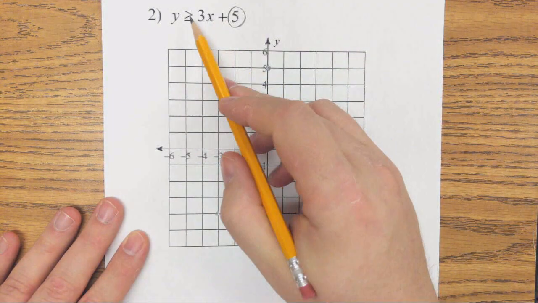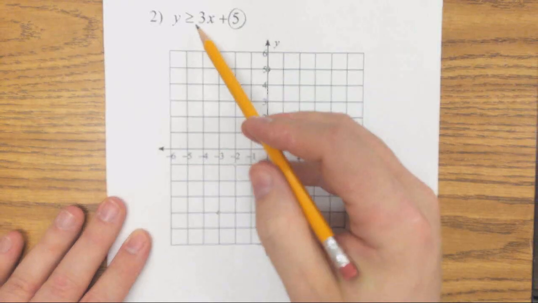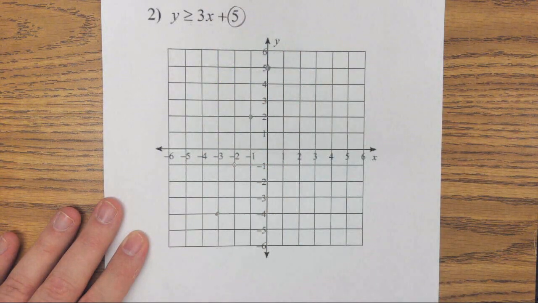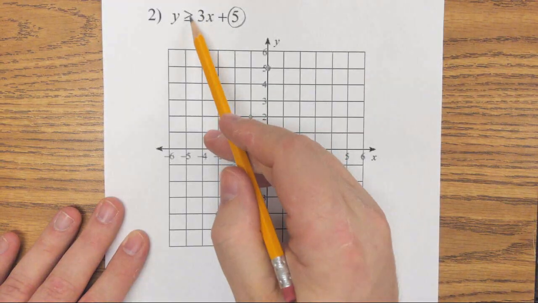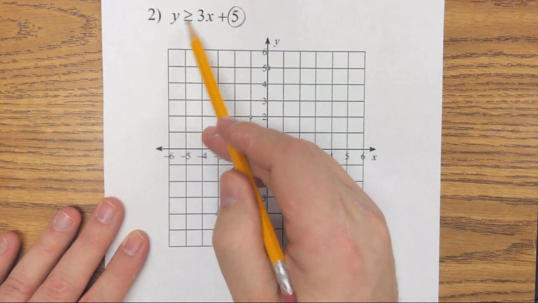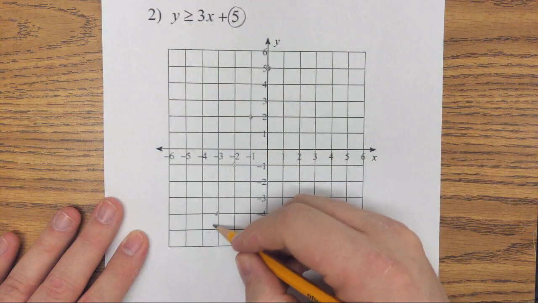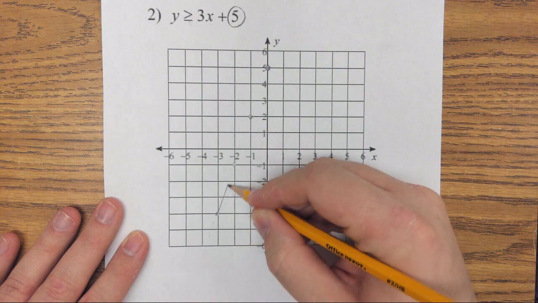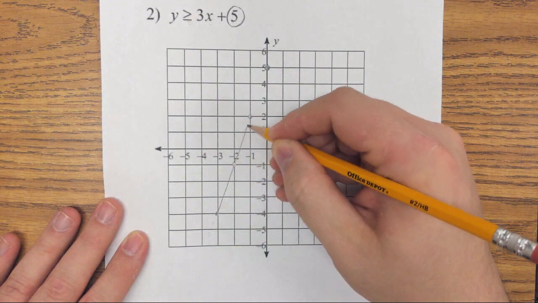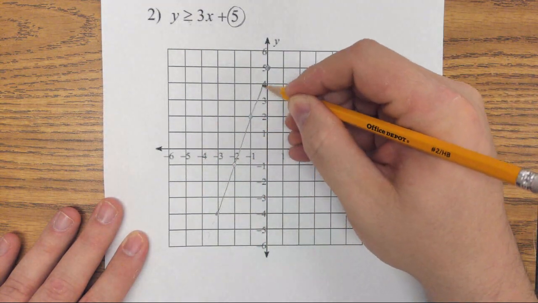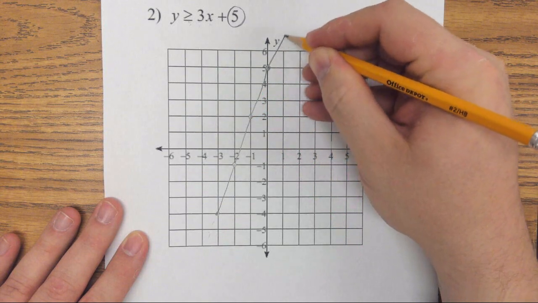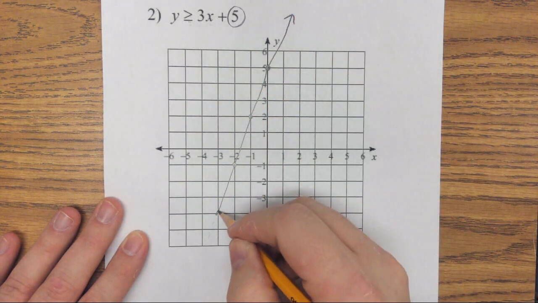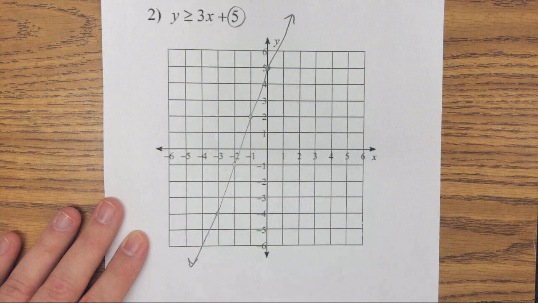And we have to decide now, are we doing a solid line or a dashed line? Well, this is greater than or equal to, so because it's equal to, we're going to do a nice solid line here. So let's join our points together. This one should look a little bit better than the last one did because we've got more points to go with. There's that. There's our line.